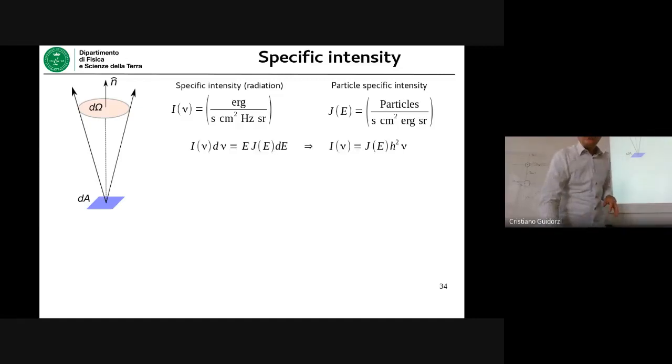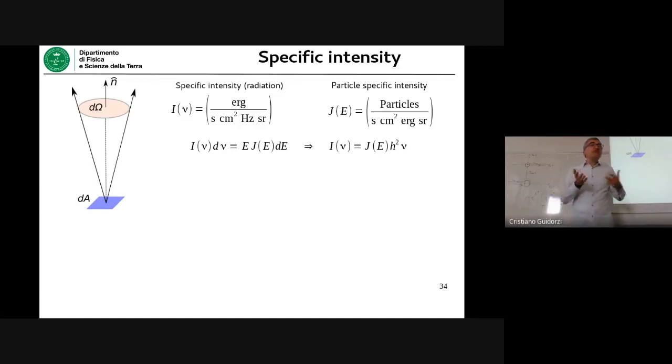But this is relevant here because you can now express the same thing also as a function of the particle-specific intensity. Particle in the sense of number, not necessarily massive particles. We are still dealing with photons, but particle is just the number. It counts how many photons are crossing a given surface per unit time, per unit solid angle, per unit energy. In this case, it is not the energy, it is the number of photons.